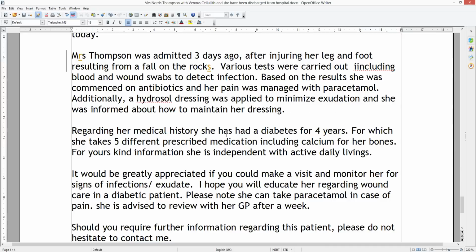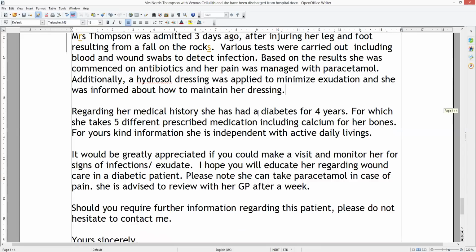Okay, right. So we've redrafted this paragraph now. Okay, this is a little better now. So Mrs. Thompson was admitted 3 days ago after injuring her leg and foot, resulting from a fall on the rocks. Various tests were carried out, blood and wound swabs. Based on the results, she was commenced on antibiotics, and the pain was managed. Additionally, a hydrosol dressing was applied, and she was informed about how to maintain her dressing. Okay.